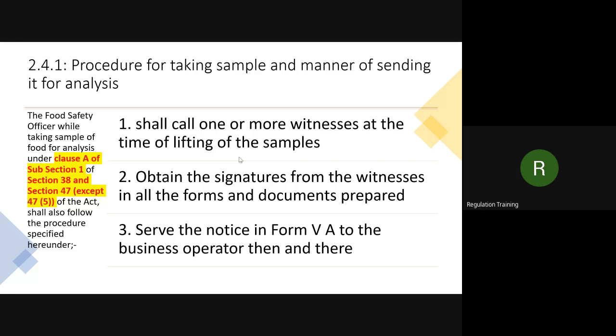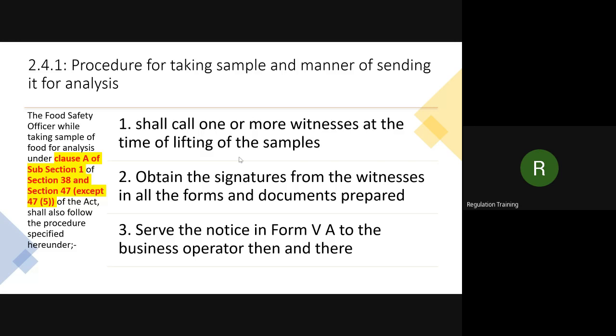Then they obtain the signature of the witness on all the forms and documents prepared. They will write each batch number and everything on the paper. They will take the witness signature on the paper, and also on the sample. So the witness shall sign in two locations: one is the document, the piece of paper, and the second is the sample itself. Two different locations they have to sign.